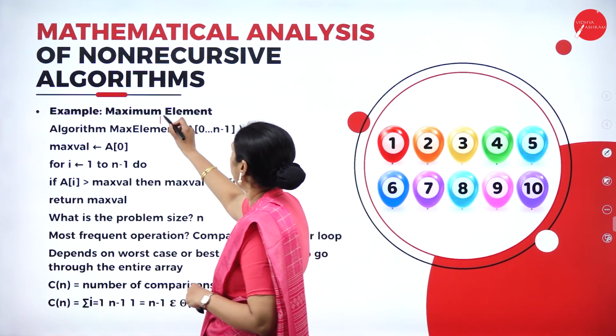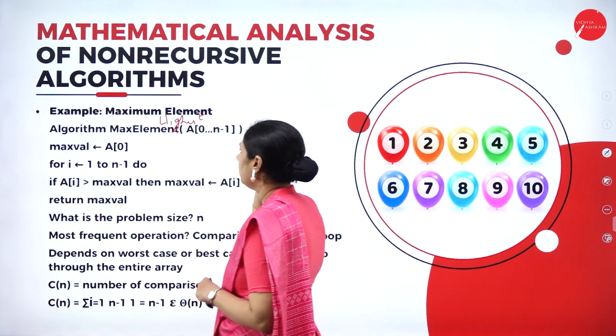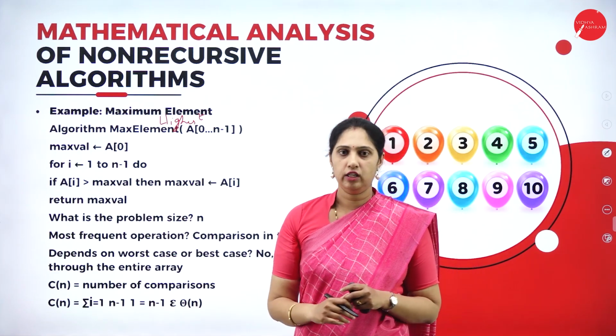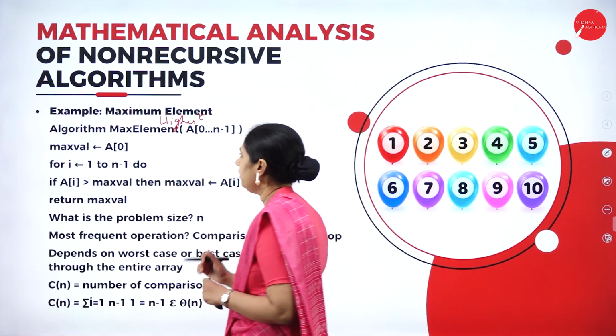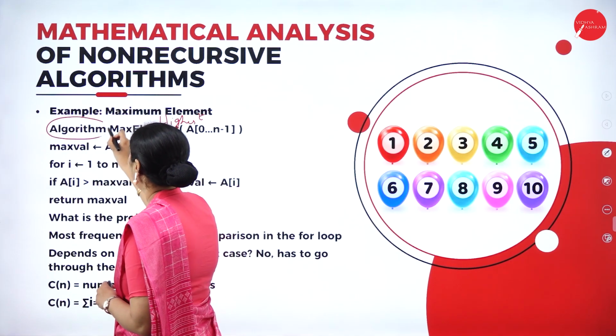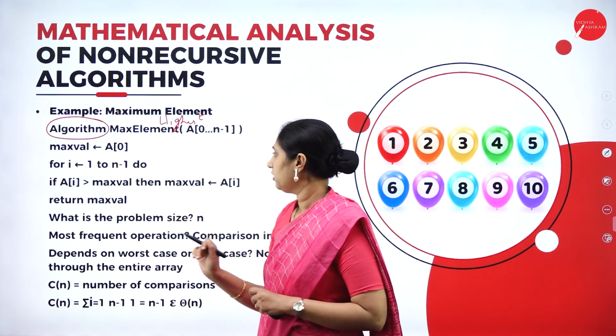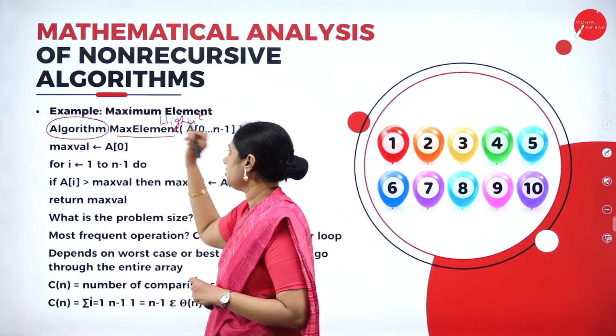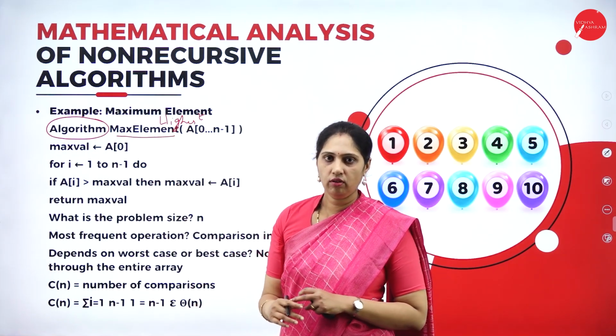So maximum element is nothing but highest. So the very first unit we discussed how to write an algorithm. In order to write an algorithm, I have to use the keyword algorithm, that is reserved. Then I should use what? Algorithm name. This is your choice. You can write anything of your choice.